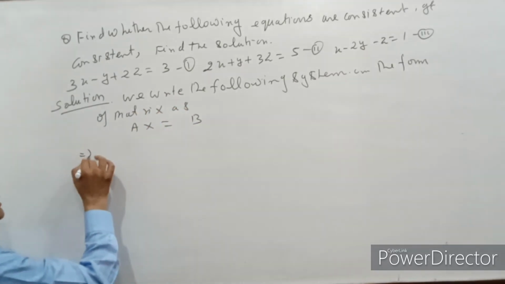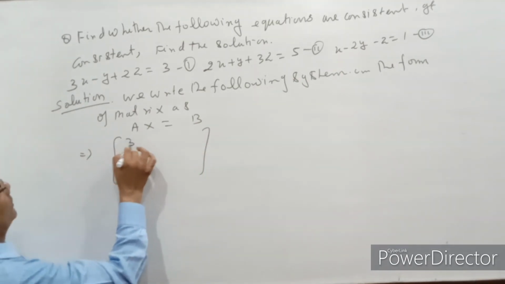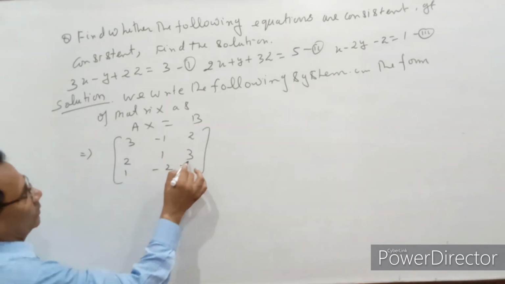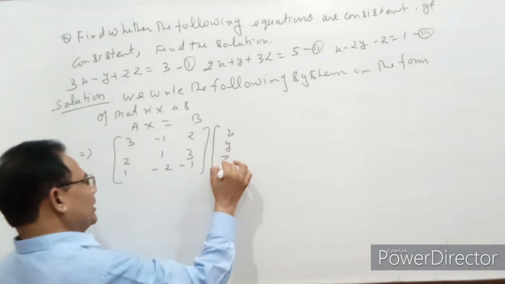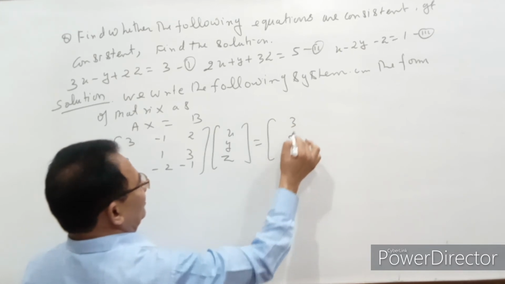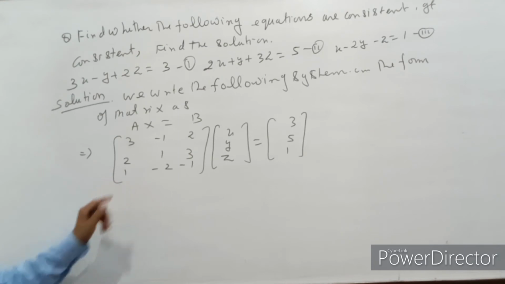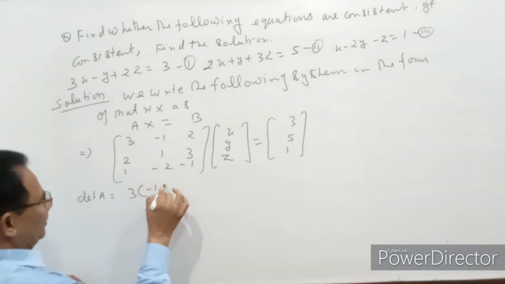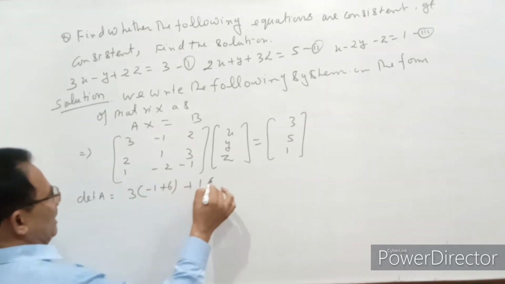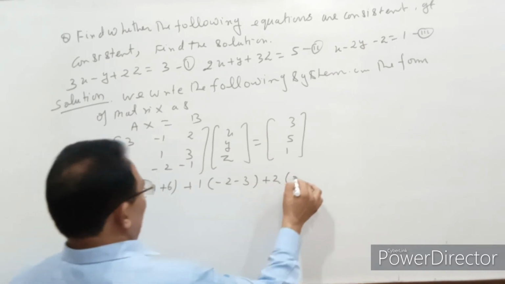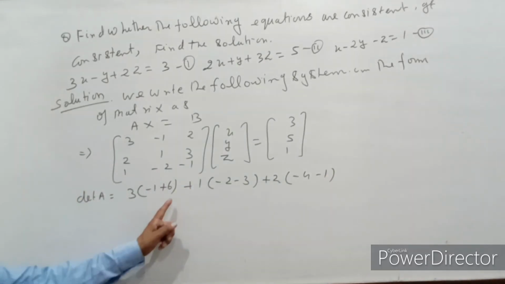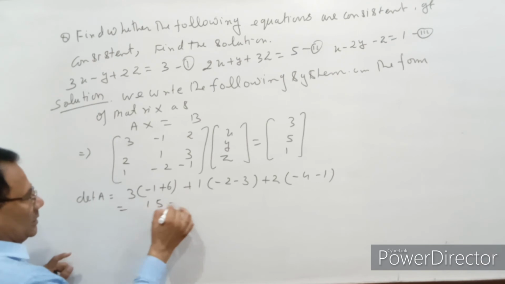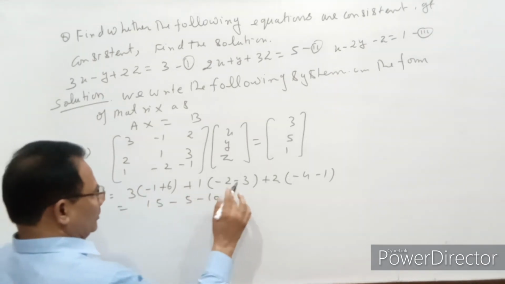AX is equal to B, where A is the coefficient matrix, that is 3 minus 1 and 2, 2 1 and 3, 1 minus 2 and minus 1, into x y z is equal to 3 5 and 1. See, this matrix we will have. First of all we find the value of det A, and det A is equal to 3 into minus 1 plus 6 and plus 1 minus 2 minus 3 plus 2 minus 4, and that is minus 1. See here it becomes 5, 15, that is 15 and that is 15 minus 5 and minus 10 is equal to 0.